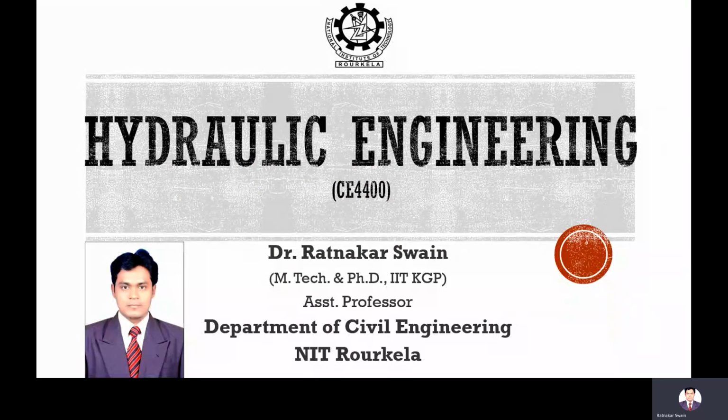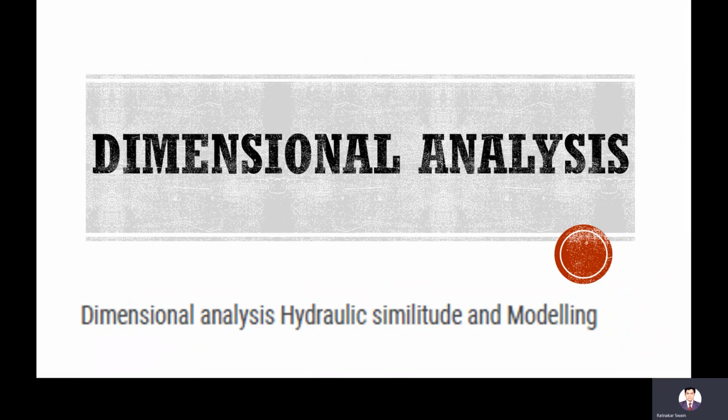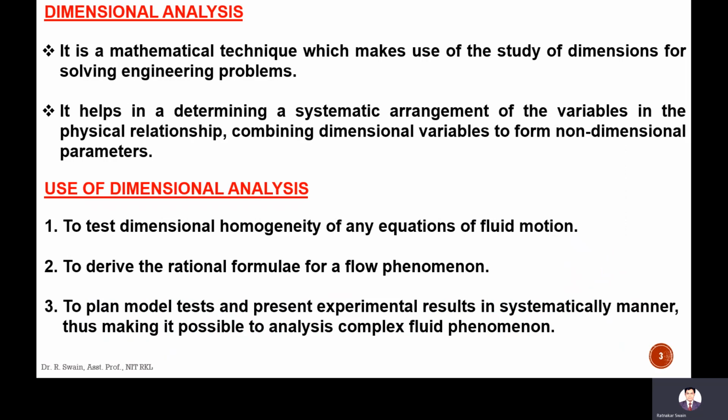Hello dear students, in this subject hydraulic engineering, today we'll start a new chapter, that is dimensional analysis. We knew that dimension means mass. For mass it is M, the basic dimensions. You can express every variable in dimensional form, that is M, L, T, or temperature. For temperature it is theta. So what is this dimensional analysis?